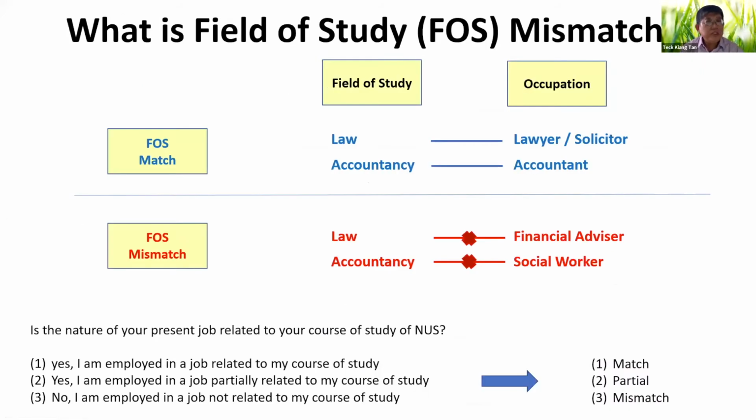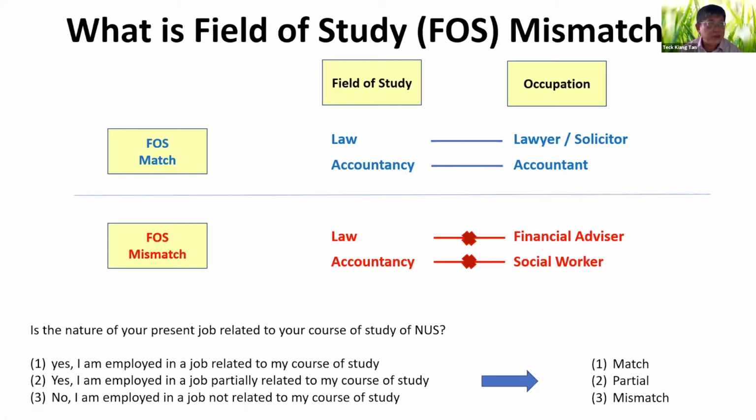And let me just give you some background information about this particular data analytics we have carried out. So what is field of study mismatch? Conceptually, if a student studies law and upon graduating joins a job working as a lawyer or solicitor, we say their field of study matches their occupation. The second example is accountancy. Graduates work as an accountant. If accountancy graduates work as social workers, this is a field of study that does not match their jobs. Similarly, if a lawyer works as a financial advisor, we say that it's not matching.